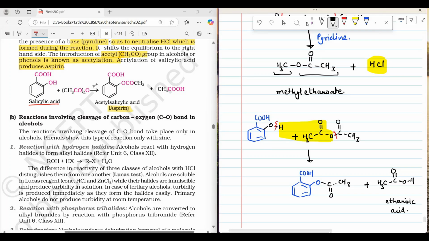So this is ethanoic acid, will be removed in the form of byproduct, and here you will get aspirin. This is aspirin. As this part is of salicylic acid part, and here we have introduced the acetyl part. This is the acetyl group that we have introduced in salicylic acid. So the name of aspirin is given here acetyl salicylic acid, as we have introduced acetyl group to salicylic acid. So the name of this molecule will be acetyl salicylic acid.